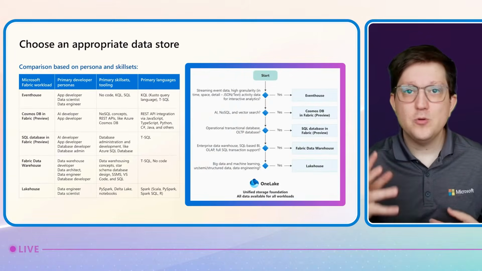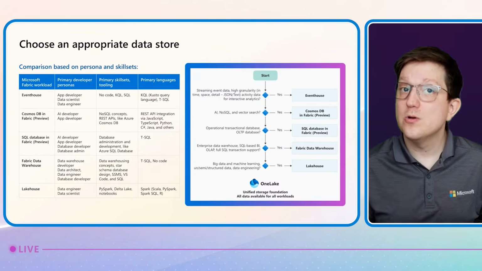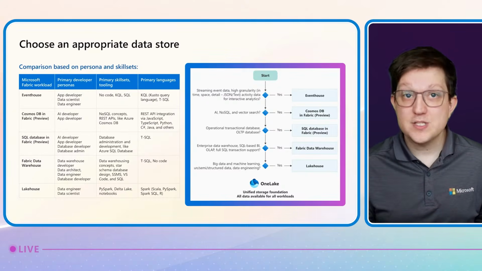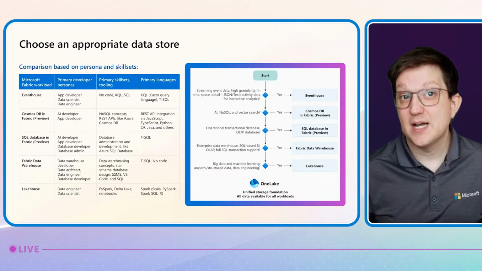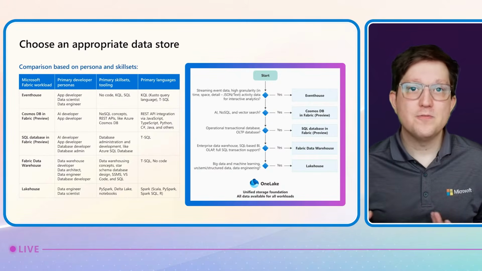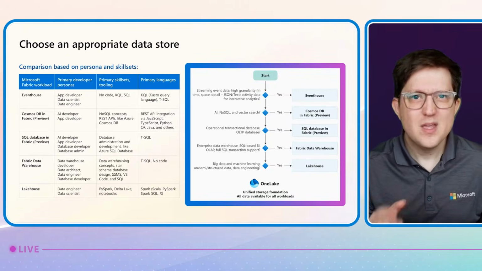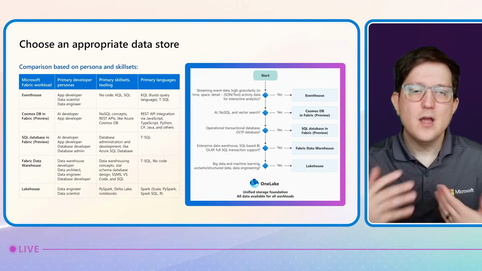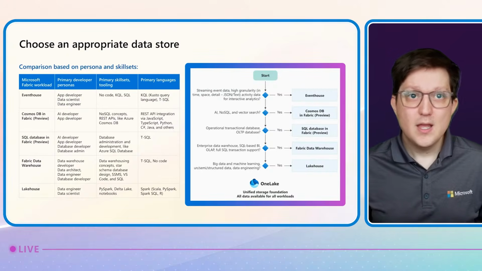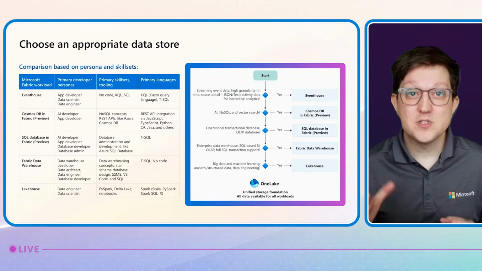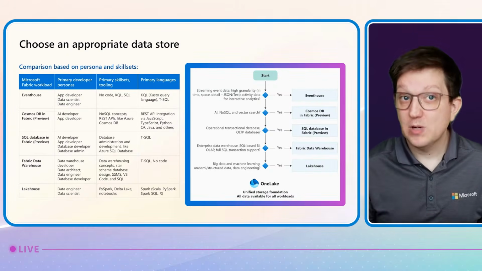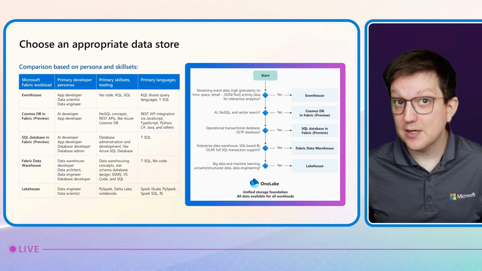So app devs, the people using KQL, SQL, or no-code, use Event House. High-velocity streaming, very good for time series data. AI and app developers who are more familiar with NoSQL and the things that we find within PostgreSQL, look to Cosmos DB in Fabric. That's going to be the best place for them. AI app developers who are more focused on the T-SQL side of the fence, well, that's going to be your SQL database in Fabric.